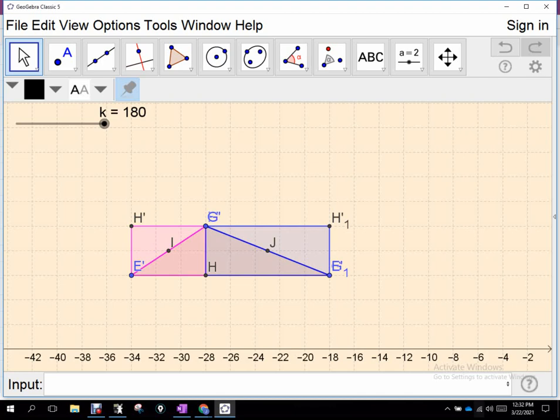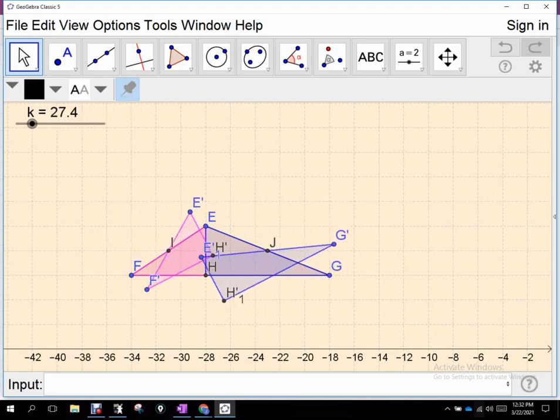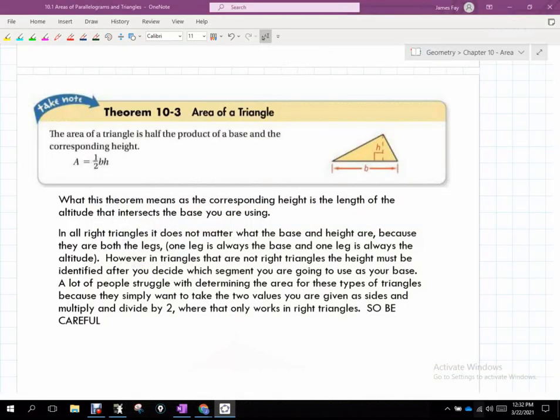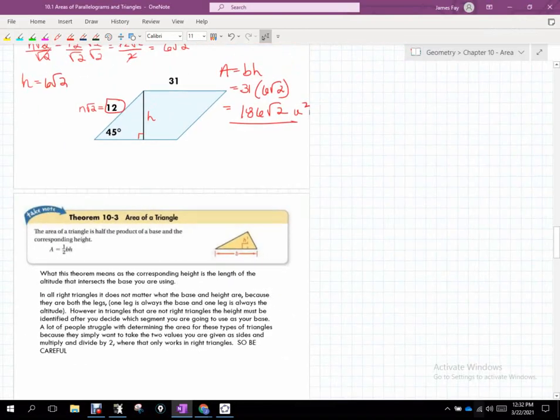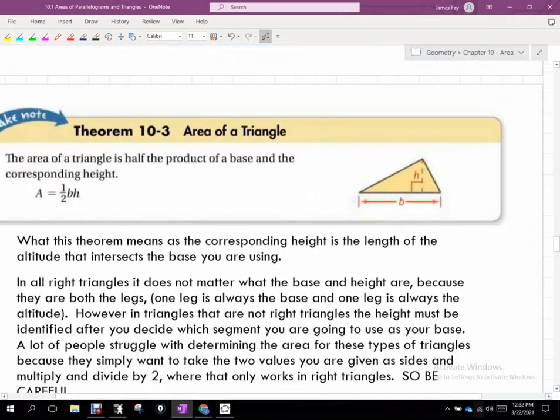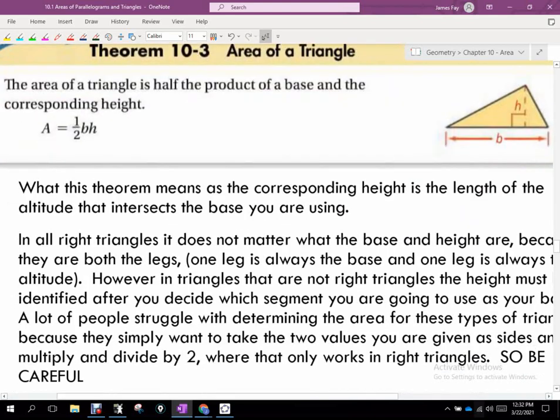So the area of this thing would be B times H. But when K is 0, so there's no rotation here, that's just that triangle, so those areas would be half of what we just had, right? So no matter what triangle we work with, the area is always 1/2 BH. Okay? 1/2 BH. H being the altitude.